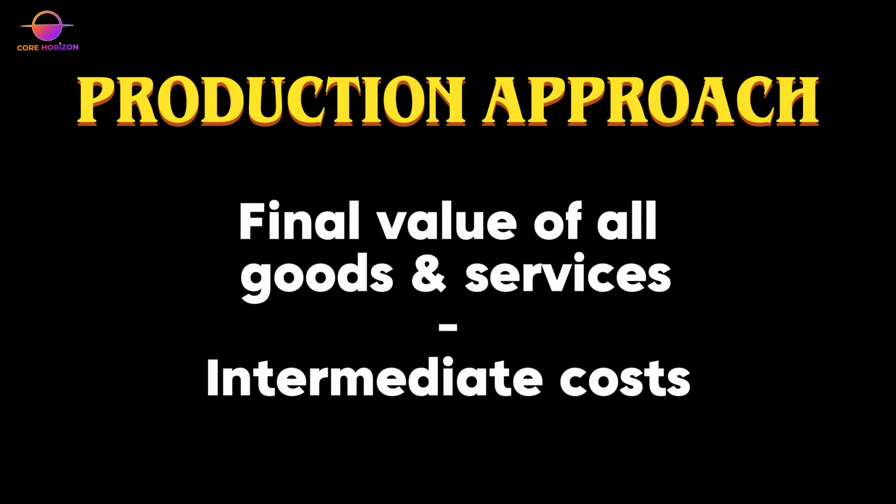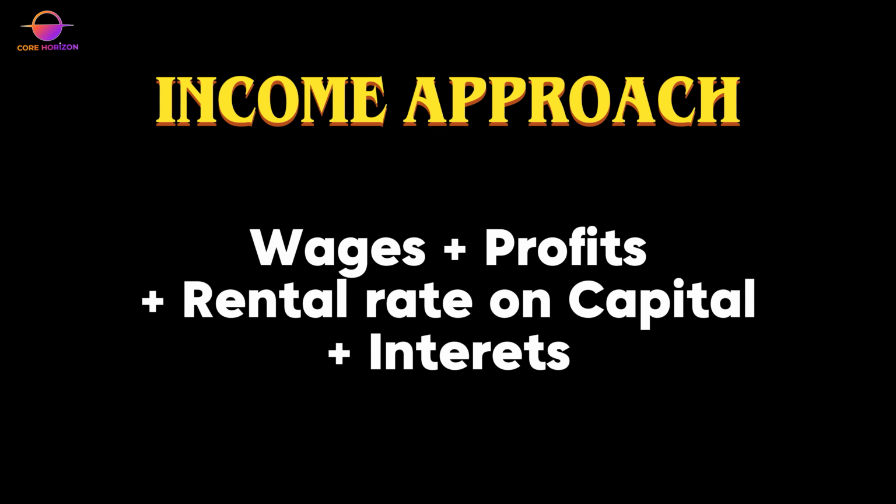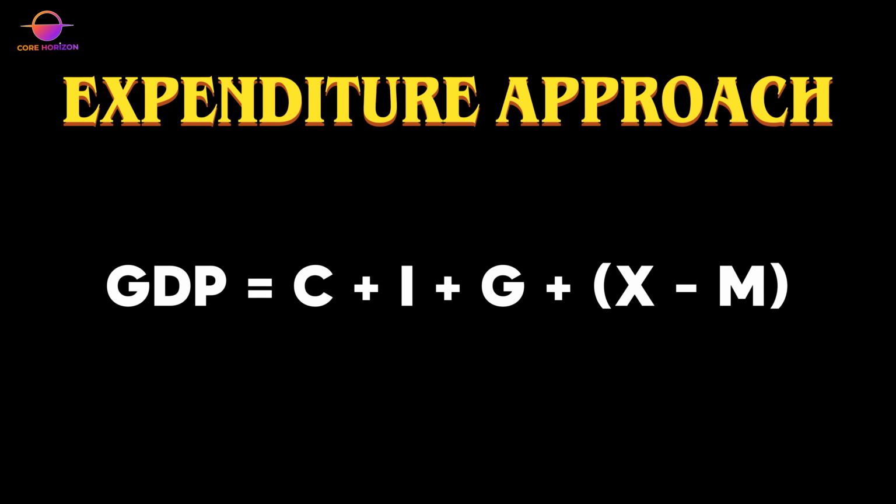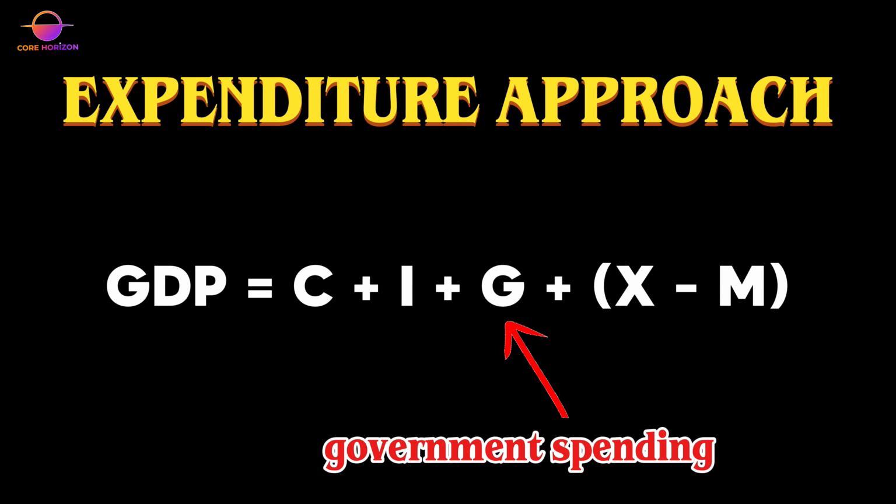1. Production approach. Add up the value added at each stage of production. 2. Income approach. Add all incomes earned: wages, profits, rents, interest. 3. Expenditure approach. Add up all spending. GDP equals C plus I plus G plus X minus M, where C is consumption, you buying stuff. I is investment, businesses buying machines or building stuff. G is government spending on roads, schools, and military parades.